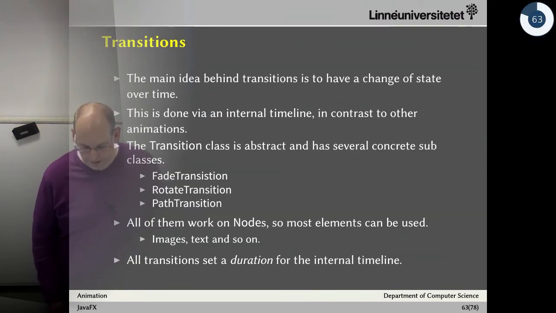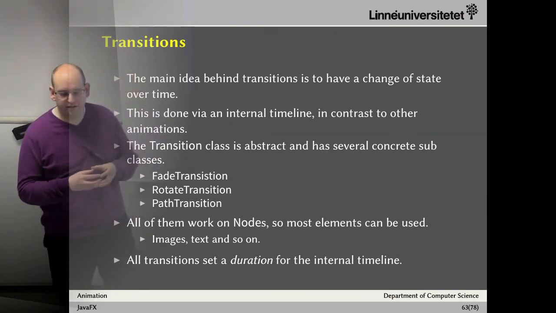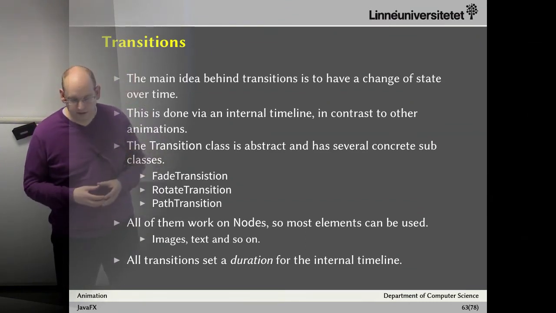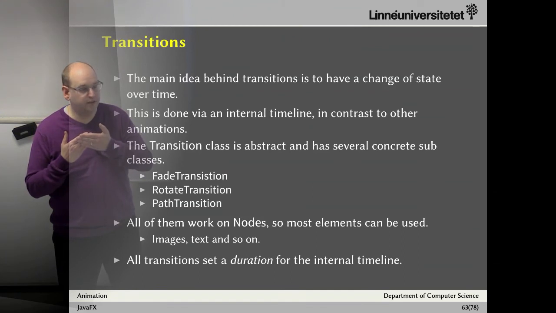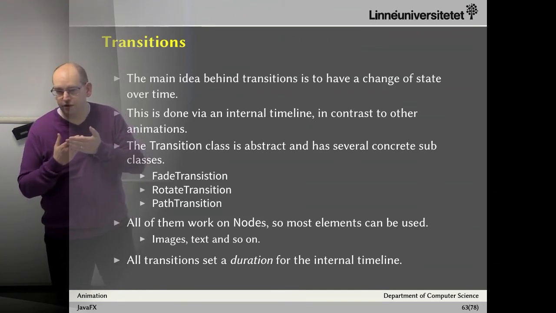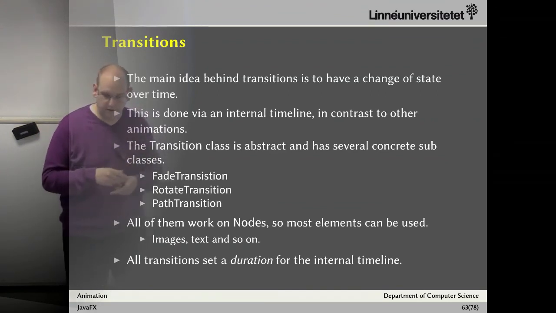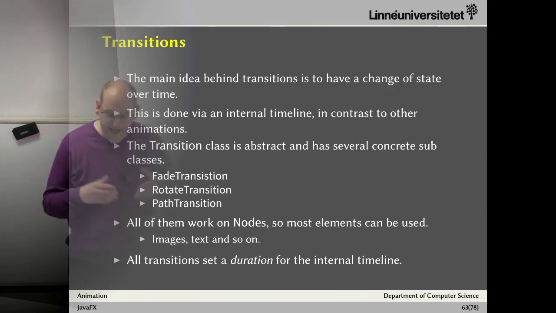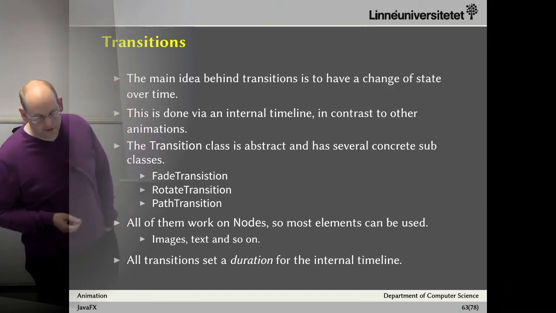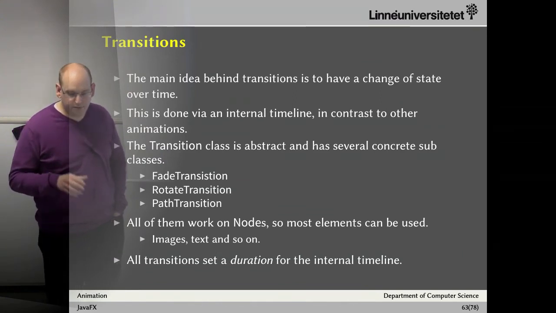So we will begin with that. And as I said, the idea here is to change the state over time. Could be a fade, so we see more and more until we see the entire image or text or whatever it might be. Rotate, which rotates. Path, which goes round a path, and so on. Anything that's a node, and that's most stuff, it's possible.